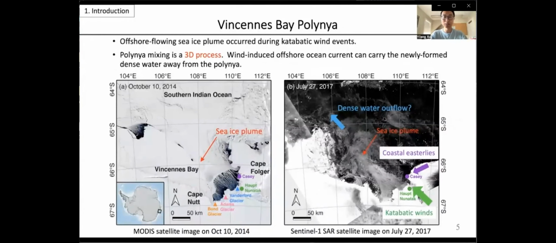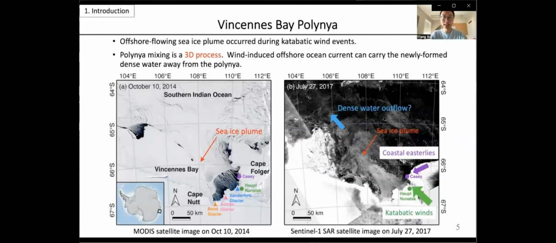Here, I'm using the Barrier Bay polynya as an example to show the importance of including winds and sea ice. I have analyzed the wind data at automatic weather stations and found that both offshore katabatic winds and alongshore coastal easterly winds prevail in this region. From satellite images in both figures, we can see that there is an offshore sea ice plume in the Barrier Bay polynya. This offshore advection of the sea ice is driven by the katabatic winds.